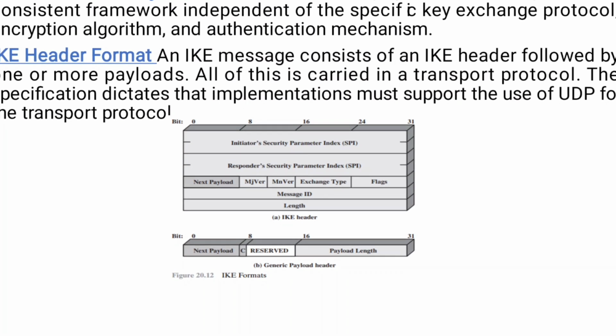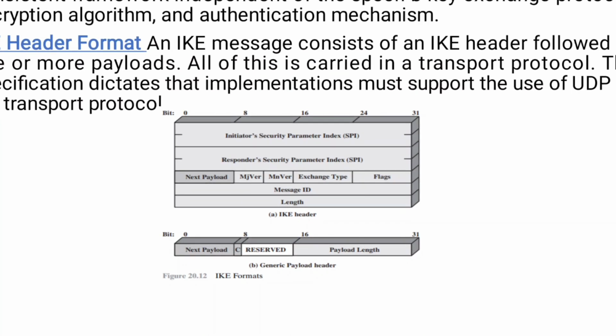And here we have the bits 0, 8, 16, 24, 31 for the initiator security parameter index, and after that we have the second layer as the responder security parameter index, SPI. Then the third layer has the next payload and MjVer, MnVer, and exchange type and flags. After that, the fourth layer is message ID and length. This is the IKE header, and after that we have another diagram, B, the generic payload header, whose bits are 0, 8, 16, 31, and it is the IKE format.